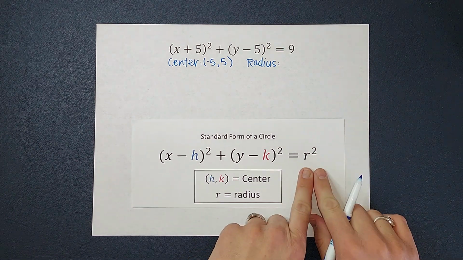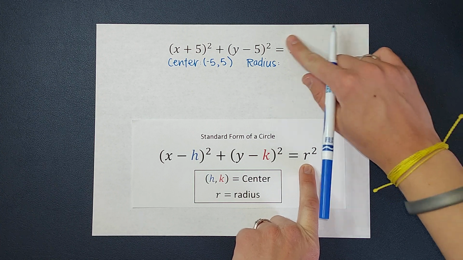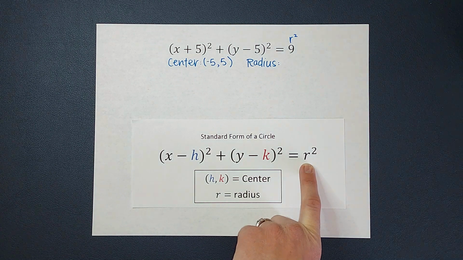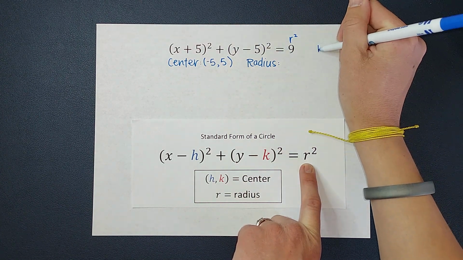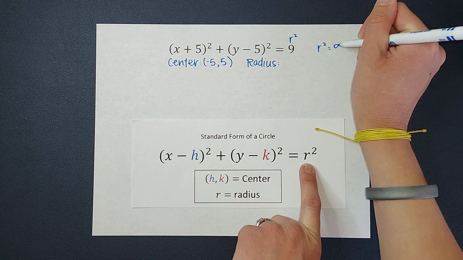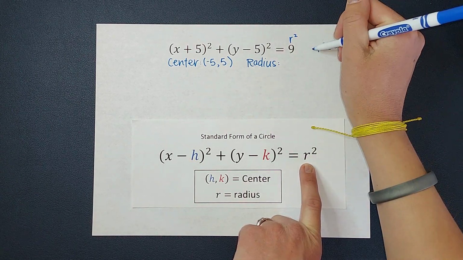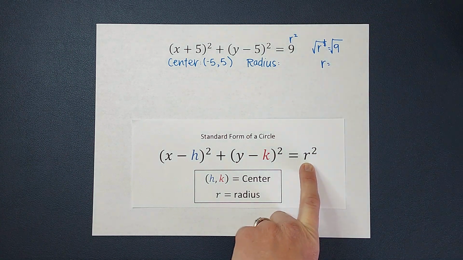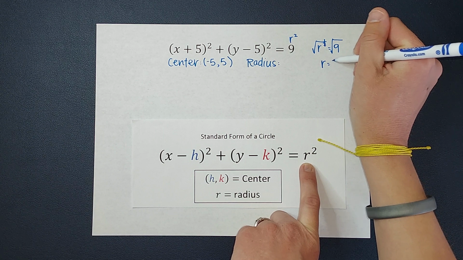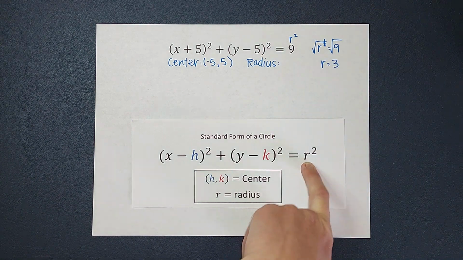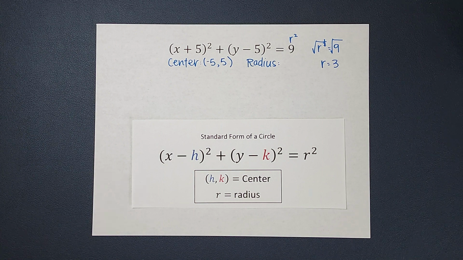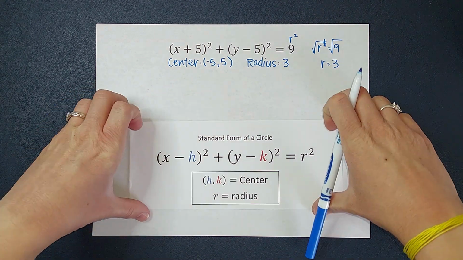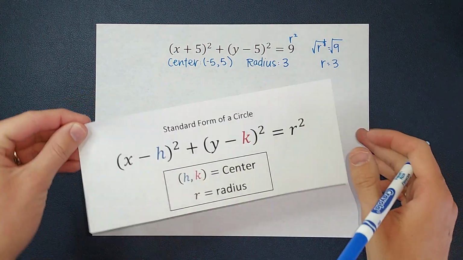Now my radius is r. So 9 isn't r, but 9 is r squared, my radius squared. To figure out what my radius is, I know r squared is 9. To get rid of that squared, I'm going to take the square root of both sides, and I end up with r equals the square root of 9, which is 3. A lot of times we do plus or minus 3, but since a radius is a distance, we don't need to worry about the negative. So it's just going to be 3. So my radius is that 3. See how nice that is when we are in standard form.